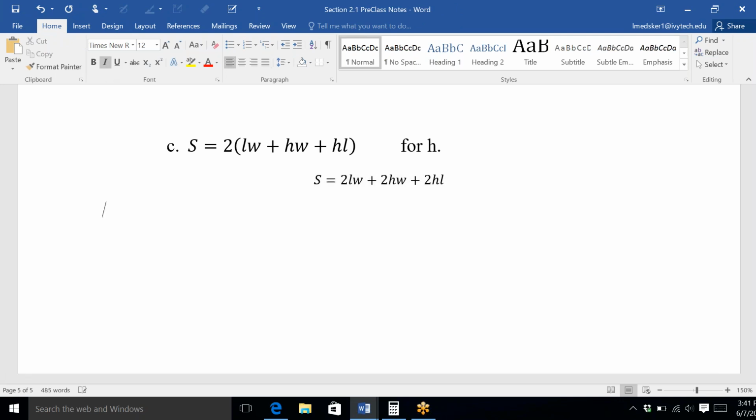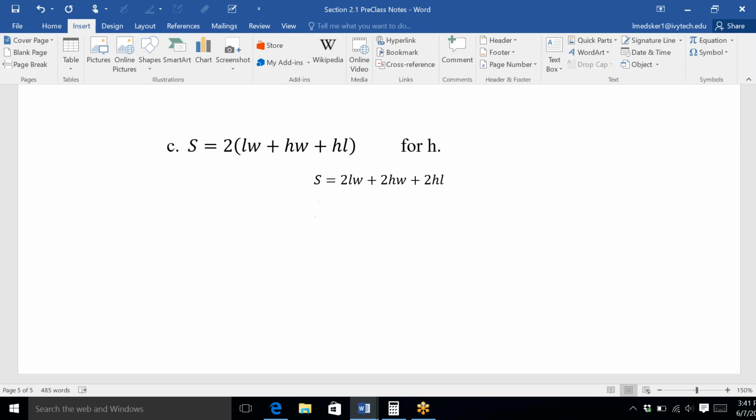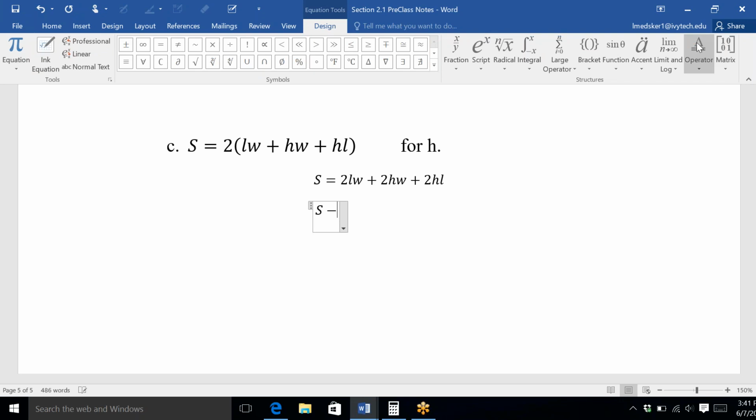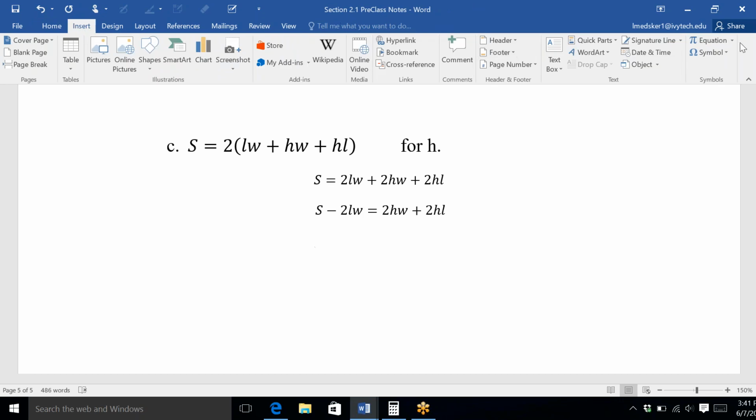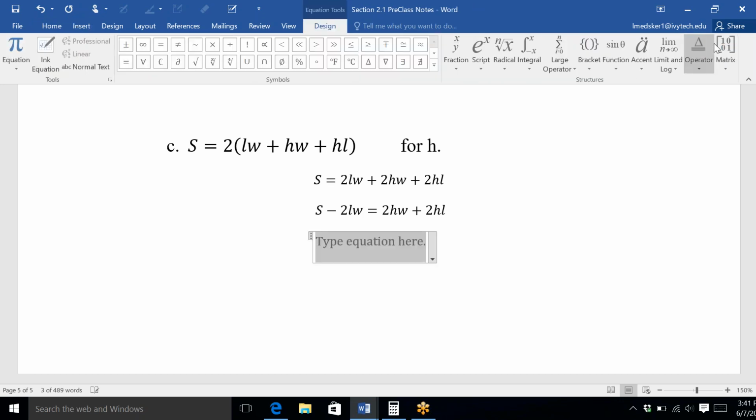Okay, so now 2 terms have H in them, so we want to leave those on the right side and get anything that doesn't have H to the left side. So S minus 2LW would go on the left, and then 2HW plus 2HL can stay on the right. We want to pull the H out of that common pair. You don't want to pull the 2 out. We want to leave that alone. We only want to isolate H. So we're going to pull H out, and that would leave us with 2W plus 2L.